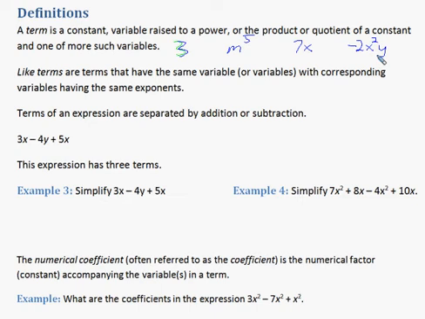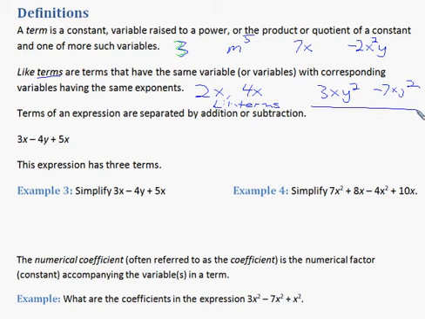Like terms, so they're still talking about terms, so the things we just talked about above, are terms that have the same variable or variables with those variables having the same exponents. So we would say 2x and 4x are like terms. So these are like terms. Or 3xy squared and negative 7xy squared. Those are like terms.